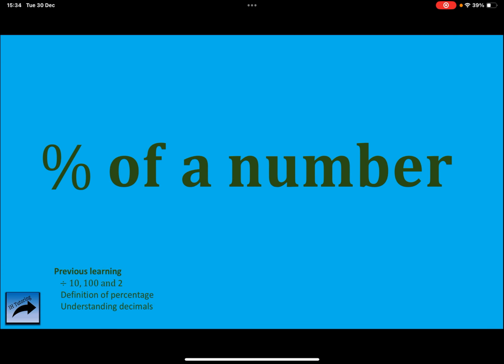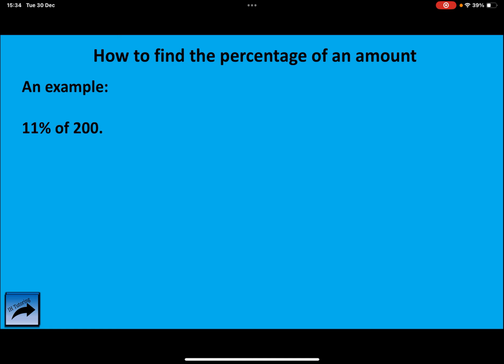In this video, we're going to look at finding a percentage of a number or a set amount. Now, previously, you need to have learnt how to divide by 10, divide by 100 and 2, understand what a percentage is, and have a good understanding of decimals. So let's make a start. How to find the percentage of an amount.